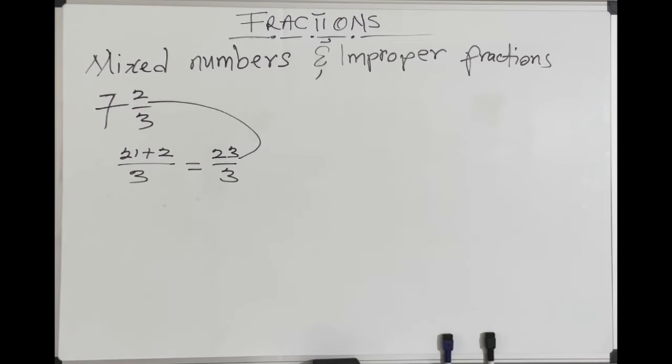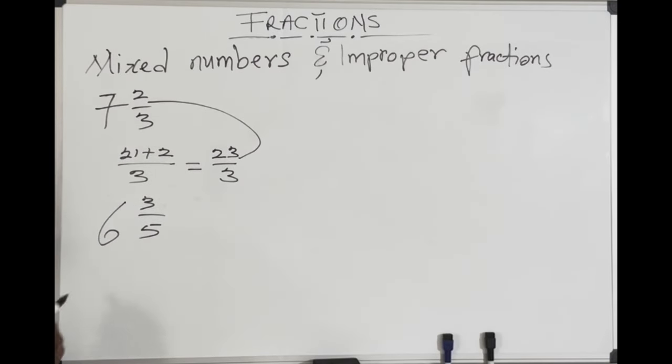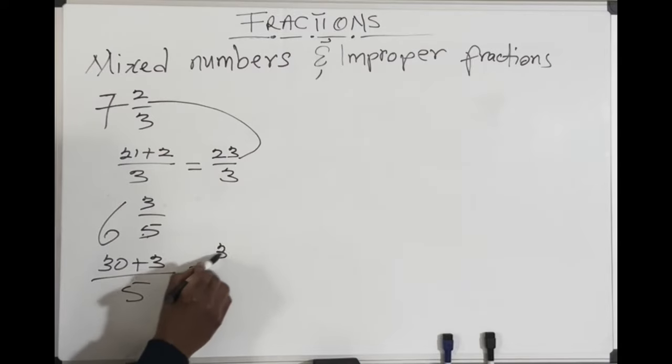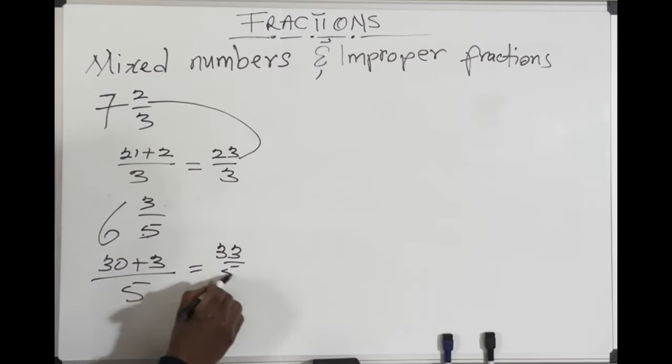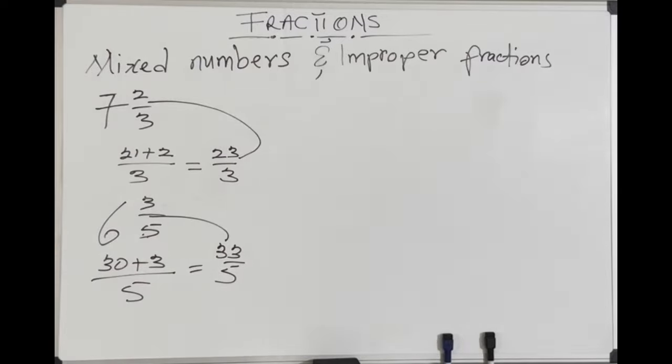I think we have another example. So 6 whole number 3 over 5. The same way, 6 times the 5 is what? 30. And then we add the 3 all over what? The denominator 5. So the final answer will be 33 over 5. Mixed number to improper fraction.